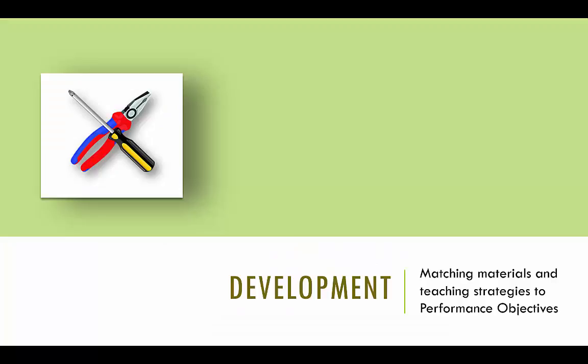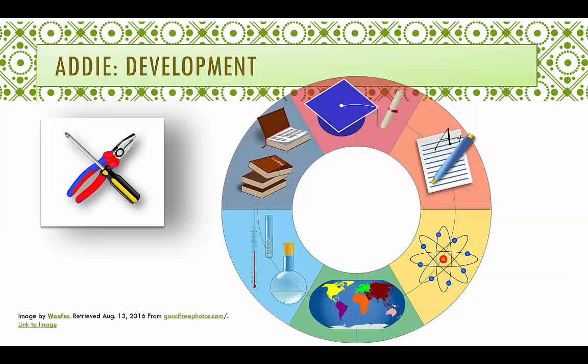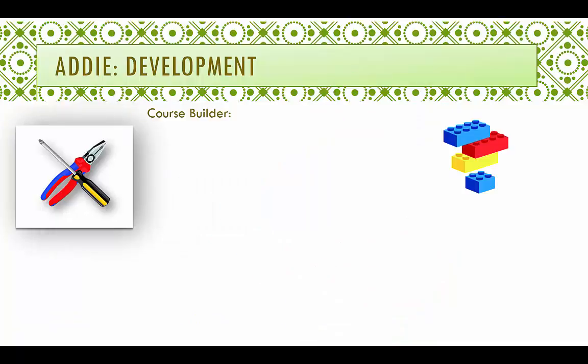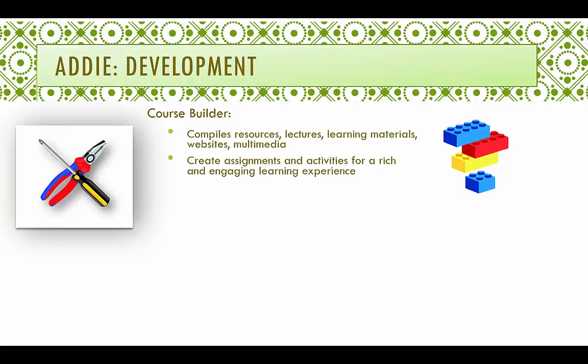The ADDIE development phase is the time to build the lesson or course. In the development phase of ADDIE, designers pull together teaching materials and learning resources and compile them into meaningful lessons. As you move from designer to course builder, you will develop resources and lectures, learning materials, websites, multimedia, and all the information needed to design a rich and engaging learning experience. In this phase, the assignment and activities are also built. During the development process, there's a lot of interaction between the design and development phases to clarify and redesign goals.